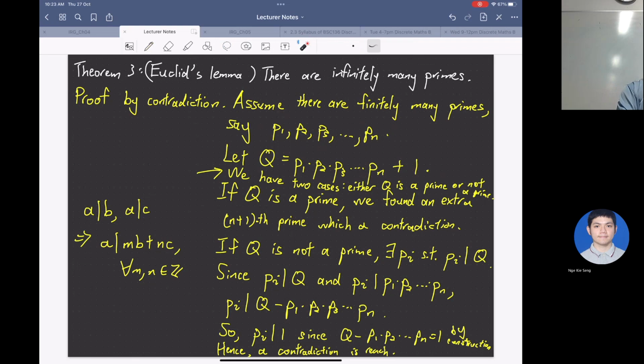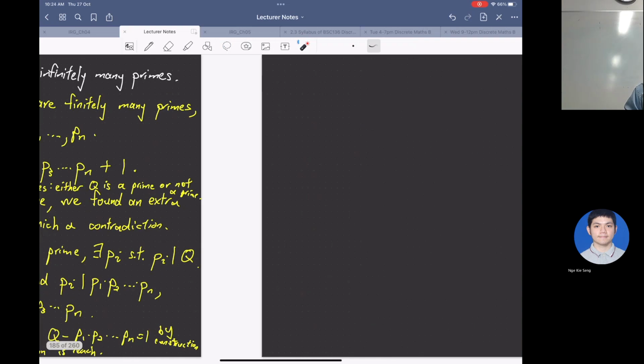Okay. So two contradictions. That means the assumption is wrong. So that means we have infinitely many primes. You can't finish finding them. Okay. We're going into some infinite world now.